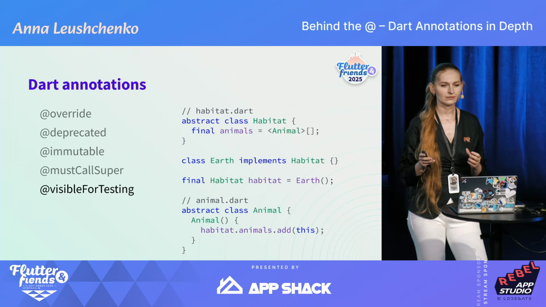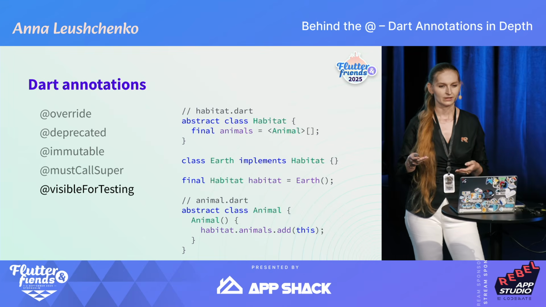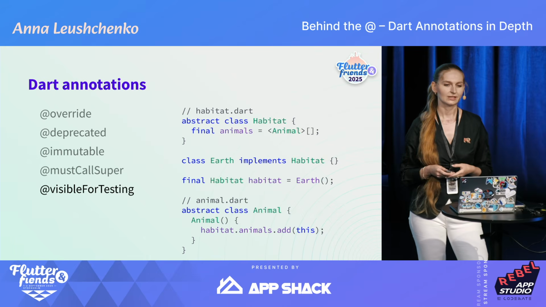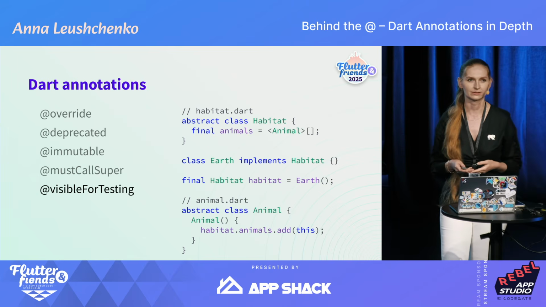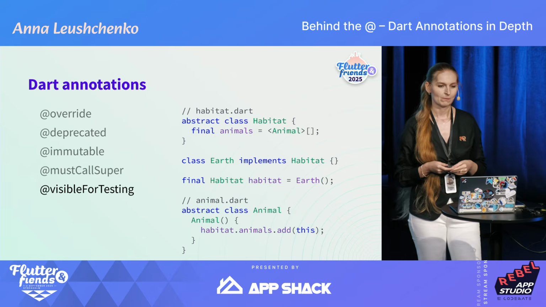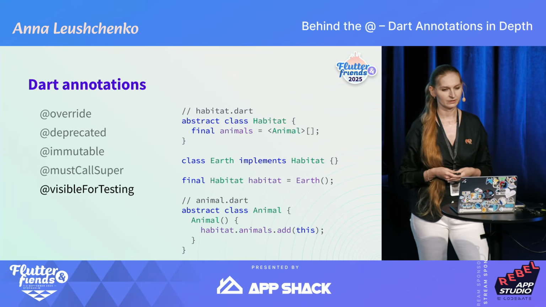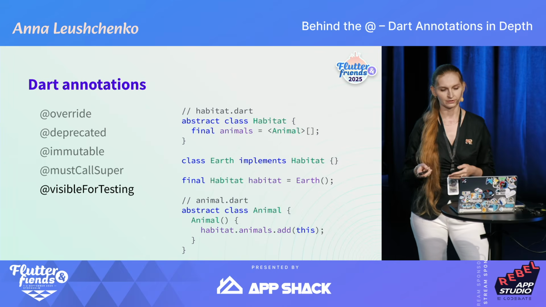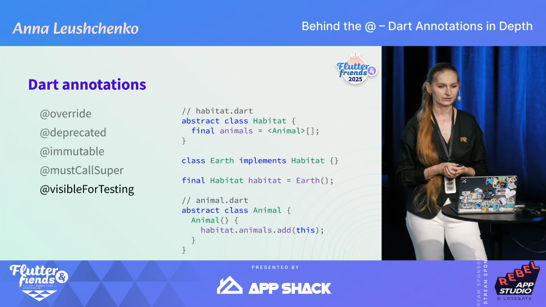Now imagine if our animals lived in some kind of environment or habitat. Here we have an abstract class called Habitat with a list of animals and a class called Earth that implements it, and we have a global final habitat instance. Now, we want the animals list to be up to date with all the animals that get created, but we don't want to pass the habitat instance around all the time. So animals access it via that global variable and register themselves in the list.